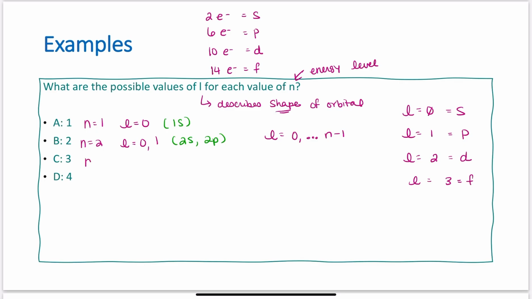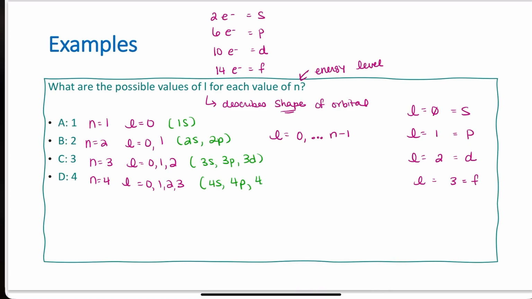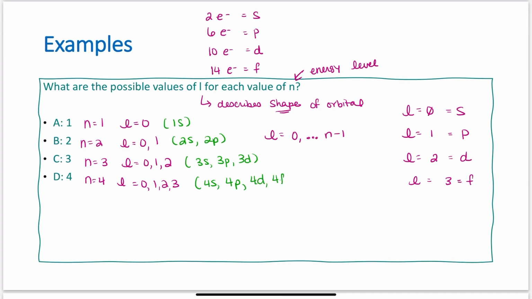If n equals 3, I have L values of 0, 1, and 2. I have a 3s orbital, 3p orbitals, and 3d orbitals. If n equals 4, my L value can be equal to 0, 1, 2, or 3. I have a 4s orbital. I have 4p orbitals. I have 4d orbitals. And I have 4f orbitals.